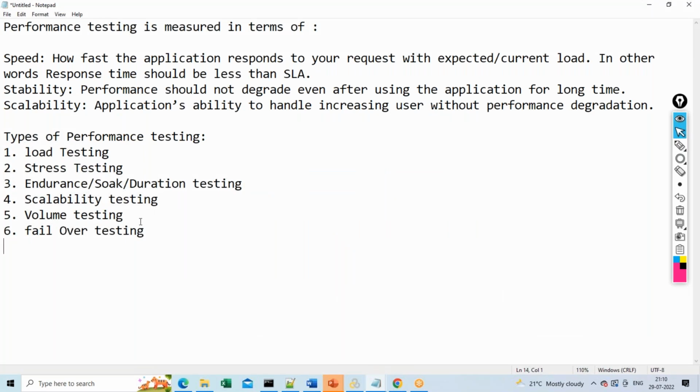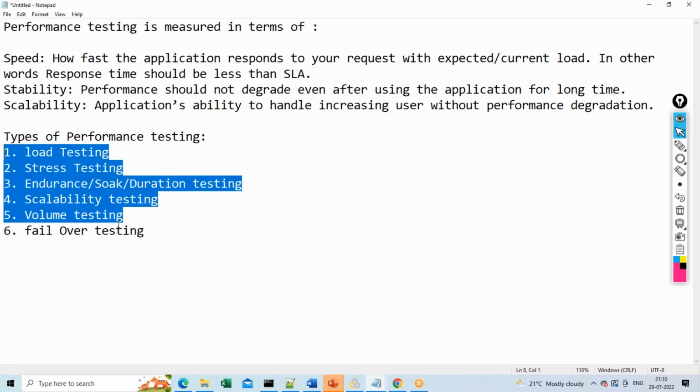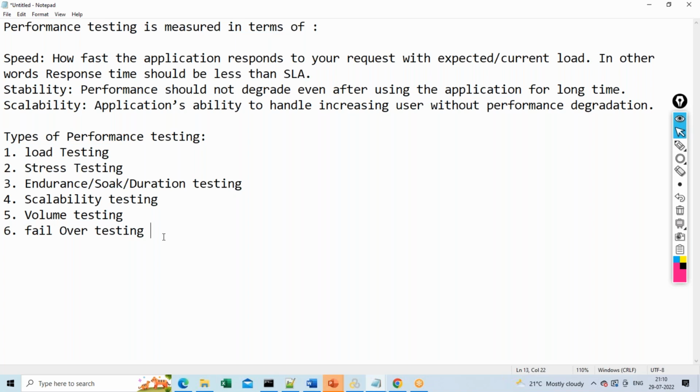In today's session, we will discuss the first 5 types of performance testing. Let's begin with load test. In fact, you can add a smoke test also, but we will discuss that later. That is not that important. So load test is the initial important test that we do for every project.